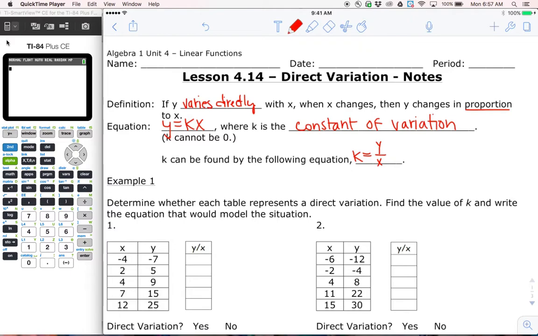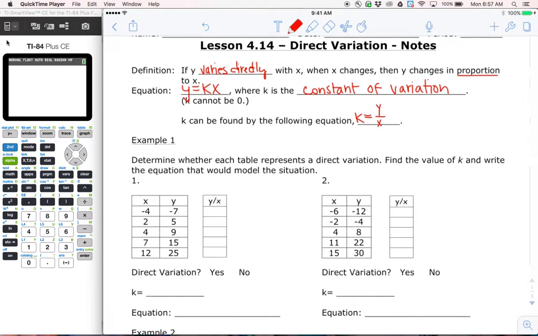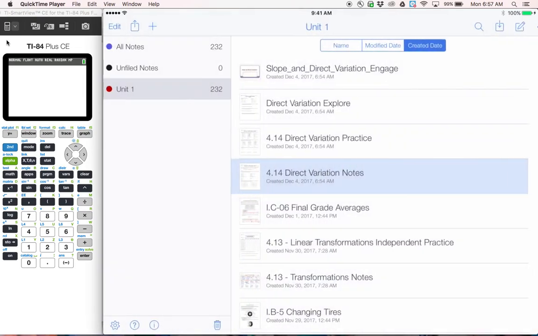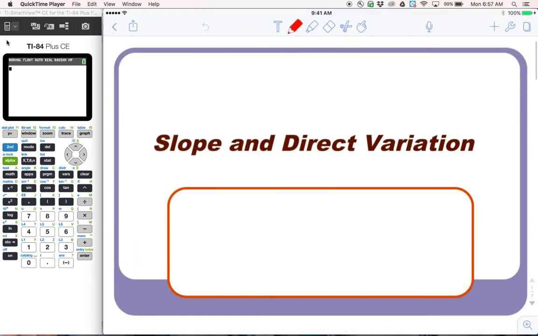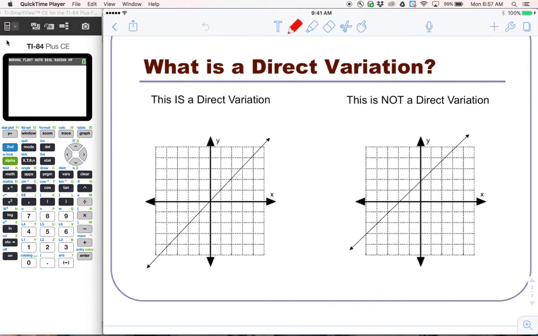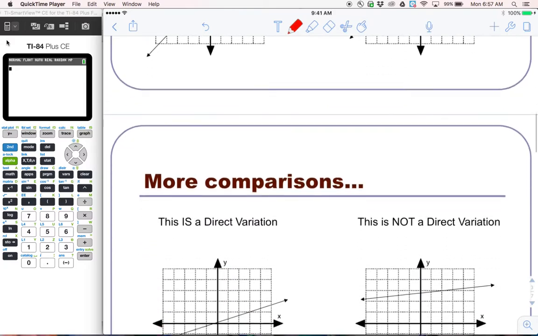Y over x. Before I really start to get into some really specific examples, I just want to show you in general, what does this look like? This graph on the left is an example of direct variation. The one on the right is not an example. What do you notice? Okay, hang on to that. Let's look at the next one.